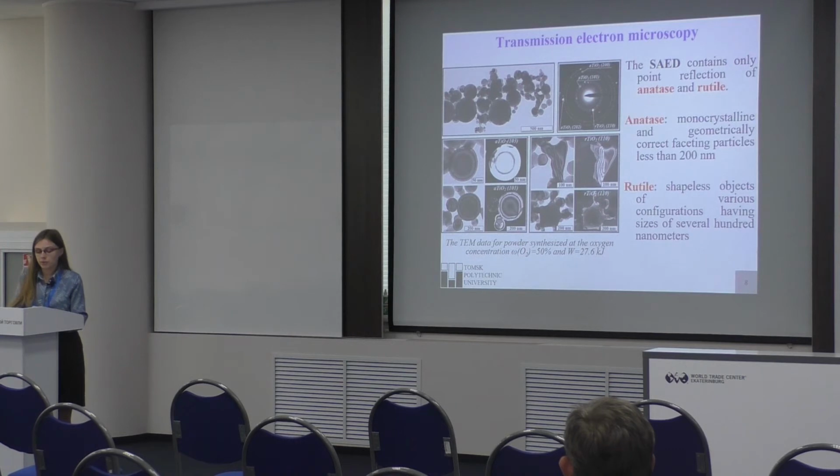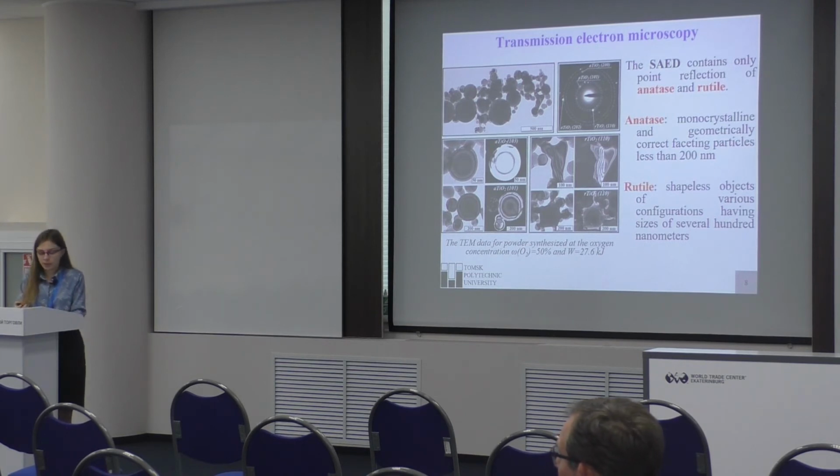The given microdiffraction is characterized by the presence of point reflections attributed to only two modifications of titanium dioxide, anatase and rutile. The detailed studies of bright field and dark field images in the light of different reflections allowed us to assign the particles less than 200 nanometers in size and characterized by geometrically correct shape to the anatase structure, as can be seen in the TEM images in the slide. It was found that these nanoparticles have a monocrystalline structure.